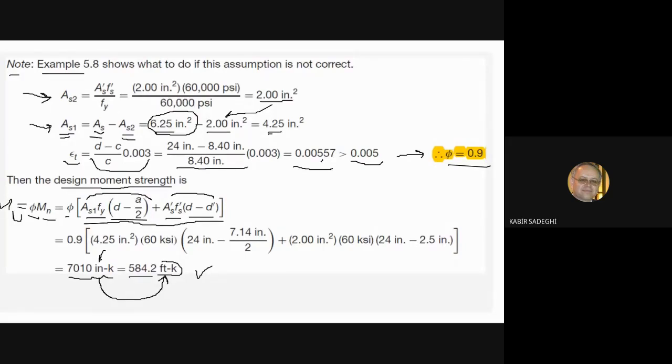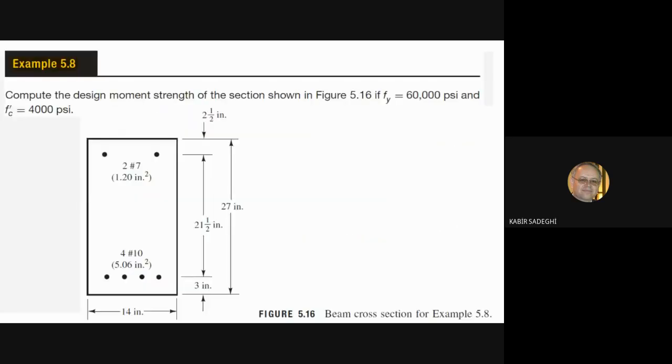Pay attention, in this example, the assumption was correct. What was the assumption? The assumption first was that the compression steel is yielded. But in the next example, we see the assumption is not correct, and we should apply Hooke's law to calculate the strain and stress.